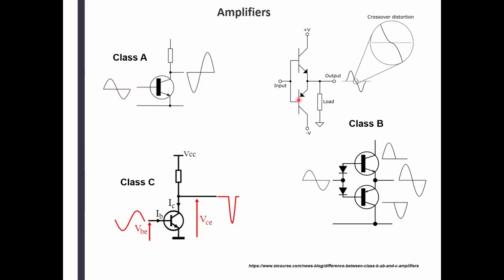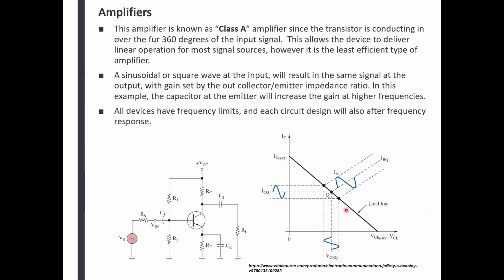Class B uses two transistors, PNP and NPN. Here's PNP, here's NPN. One takes care of the top half of the signal, and the other one takes care of the bottom half of the signal. Makes it more efficient because each one has to work less. This one only cares about the top half. This one cares about the bottom half, and you could use the quiescent point to amplify more signal.